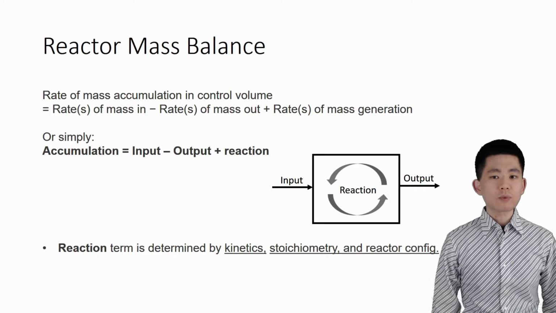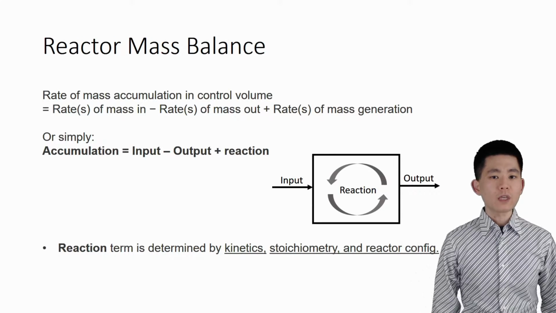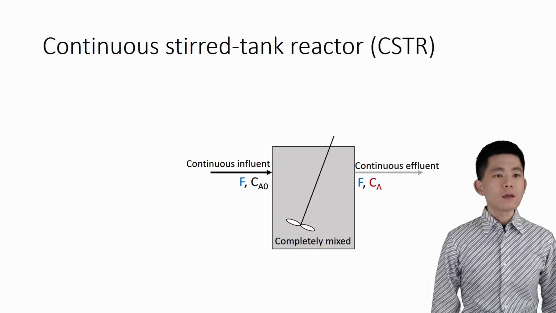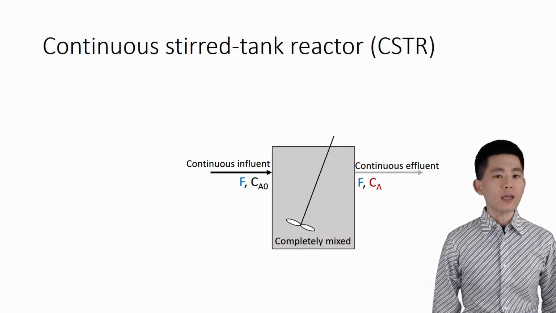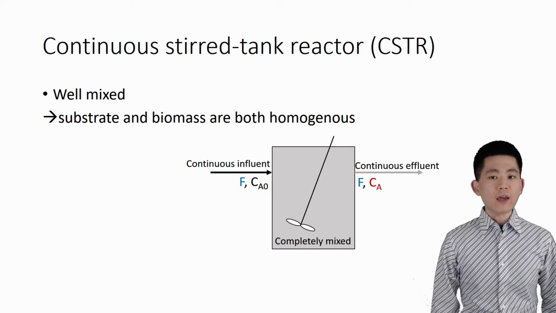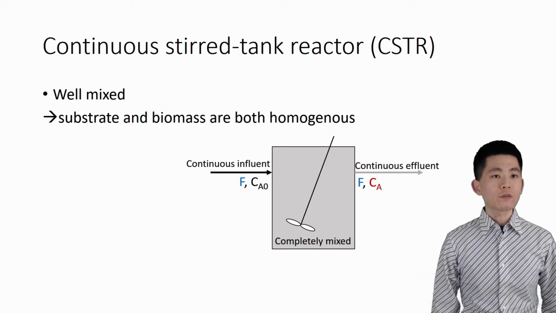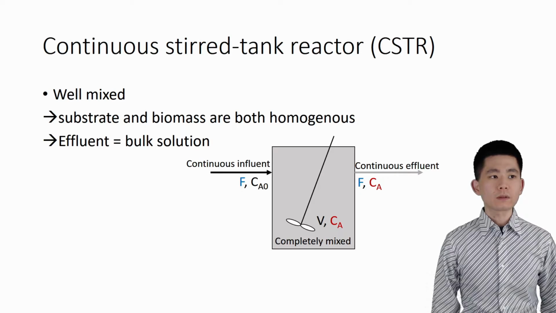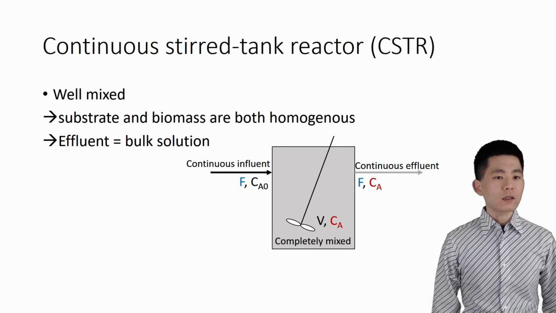As I mentioned in the previous class, there are three major types of suspended growth reactors: CSTR, PFR, and batch reactors. Let's first recap the continuous stir tank reactors, or CSTR. It is continuously fed and vacated, and the liquid is well mixed in the reactor, forming homogeneous substrate and biomass mixture. This means the effluent quality is the same as the bulk solution quality in the reactor.